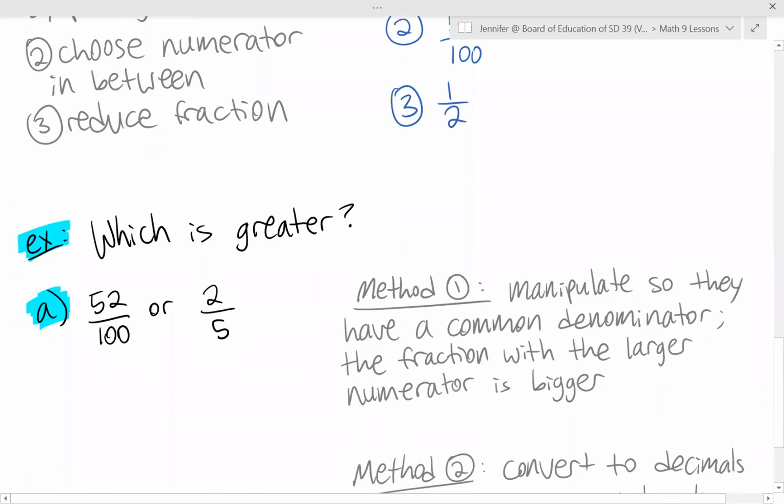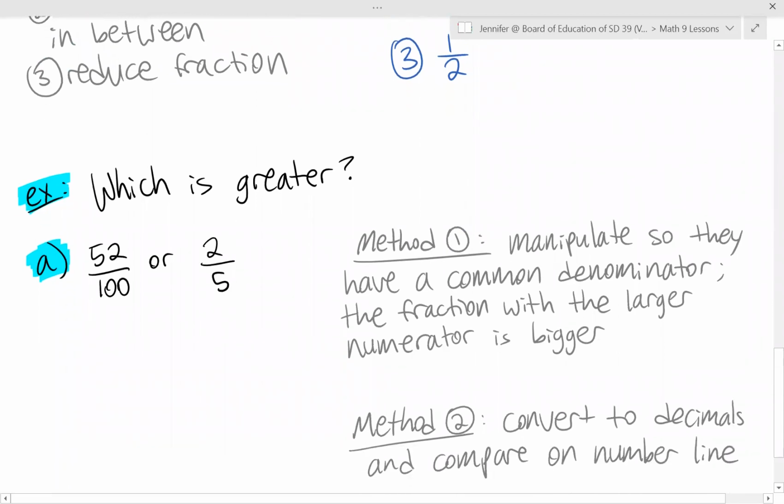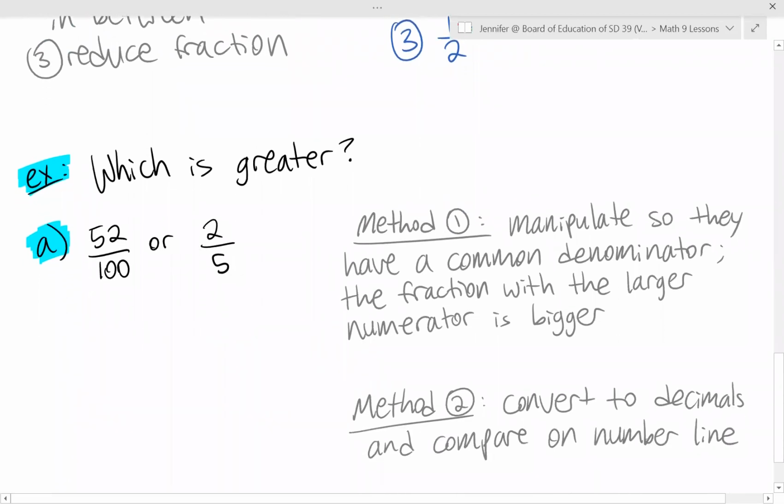Next question, which of these fractions is greater? So I have two methods here that you can use. The first method would be to manipulate the fractions so that they have a common denominator, and then you just look at the two fractions, whichever numerator is bigger is the larger number. So let's try that one first and see what we get. These currently do not have a common denominator, but if we multiply this second fraction by 20, then we would have a common denominator of 100. So we convert them. So we've got 52 over 100 and 40 over 100.